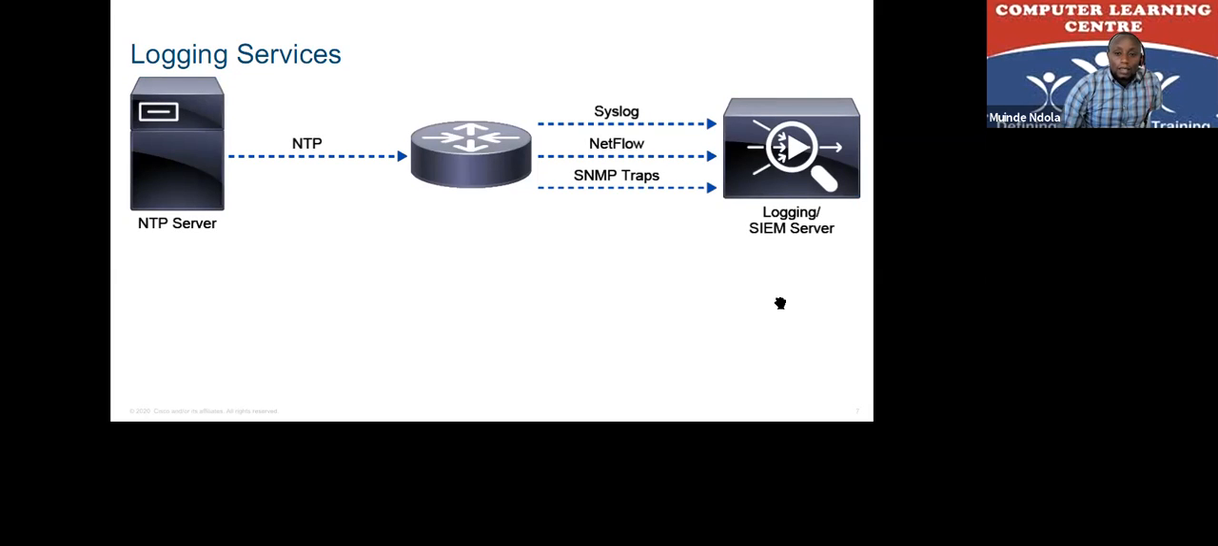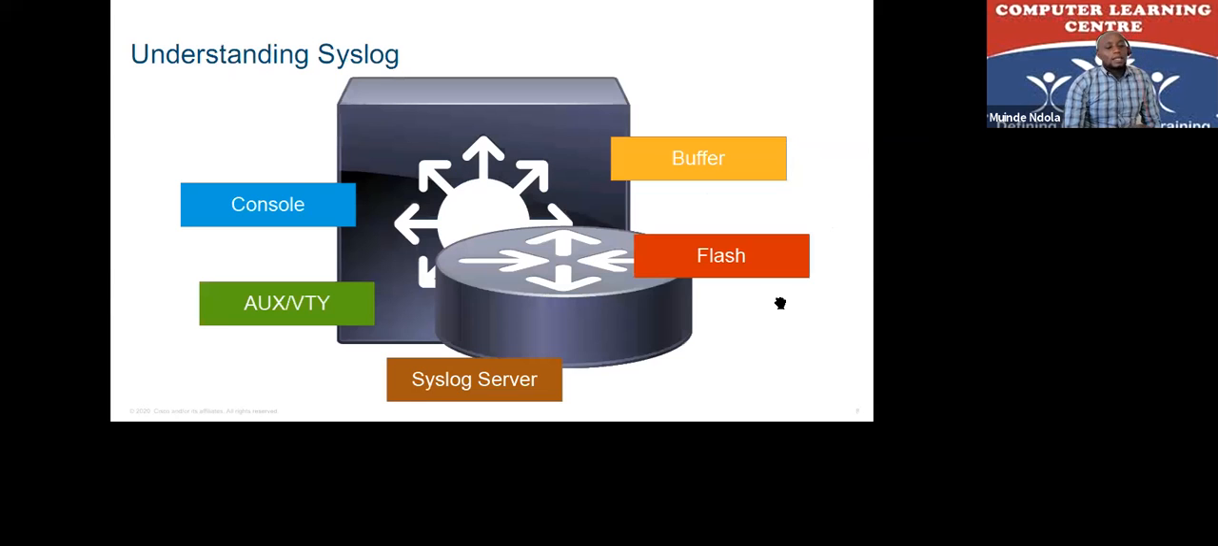The other things that are there is the logging services. And the logging services we're going to talk about are syslog, NetFlow, and SNMP. Now, syslog is about getting the logs. NetFlow is about getting a flow, mostly when you want to get the bandwidth, utilization, etc. So let's look at understanding syslog.